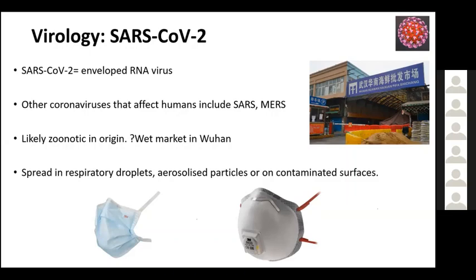So at the moment, the suspicion is that it's come from a wet market in Wuhan. A wet market is where lots of live animals are generally sold for meat, and the virus is looking like it originally comes from bats, and then there was probably an animal in between, and the virus jumped from the bat to the animal in between to humans.